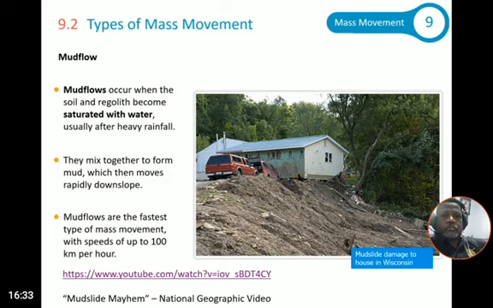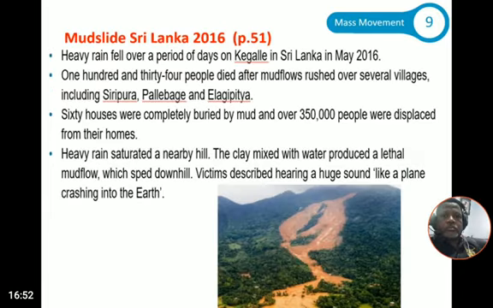Now, I've put a link up for a video. It's called Mudslide Mayhem, and it's a National Geographic video, and it shows a mudflow that happened in Colorado in the United States. So I highly recommend that you give it a watch, so you can see the damage that it can cause. So you've seen from the video of Colorado the sheer damage and the speed and the destruction that a mudslide can actually cause.